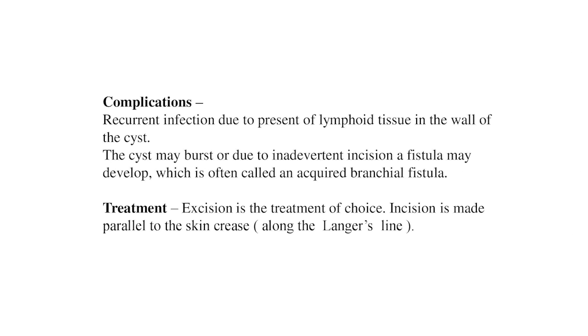Now the complications of the branchial cyst are: recurrent infection due to the presence of lymphoid tissue in the wall of the cyst. The cyst may burst, or due to inadvertent incision, a fistula may develop, which is often called an acquired branchial fistula. Now the treatment: excision is the treatment of choice. Incision is made parallel to the skin crease along the Langer's line. One must be particular not to leave behind any portion of the cyst wall.